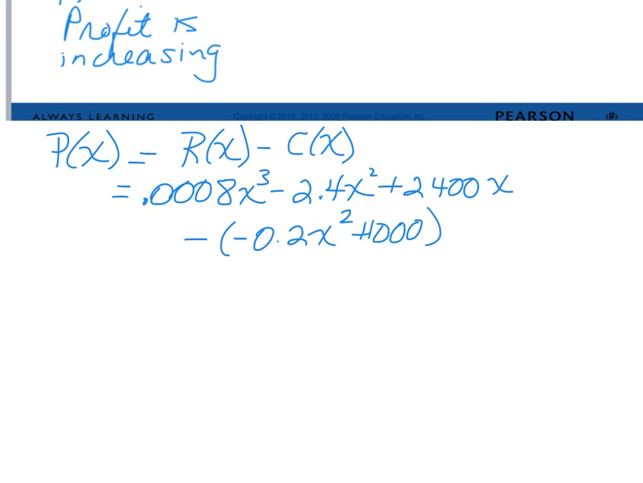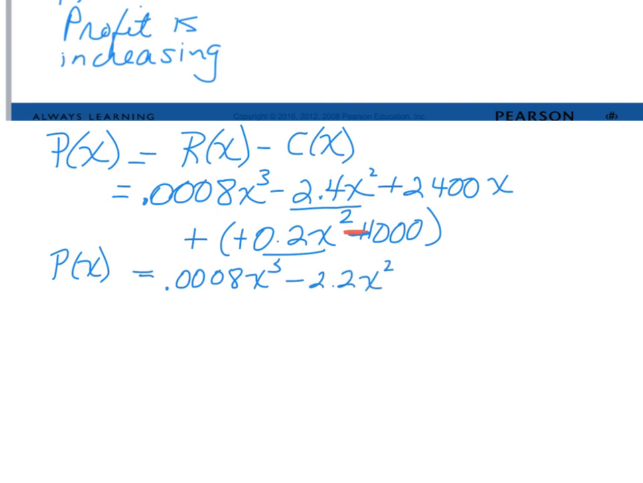And so your profit function is equal to 0.0008 x to the third, and since minus times that makes that plus and makes that minus, then negative 2.4 plus 0.2 is negative 2.2 x squared plus 2400x minus 1,000. And that's dollars profit for x computers sold monthly.